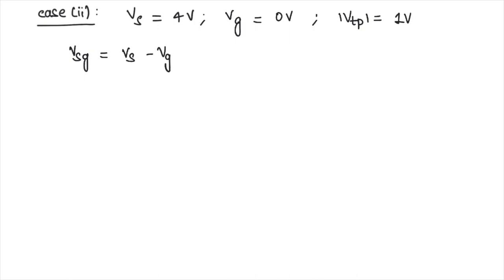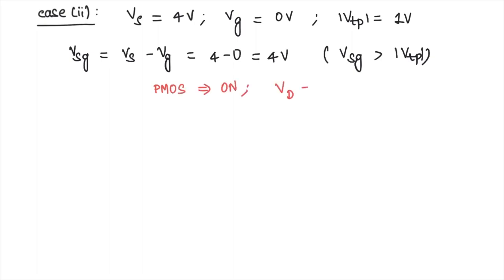Now let us consider the second case, wherein we are going to change only the VS, which is going to be 4 volt. VG is going to remain as 0 volt for PMOS to turn on, and mod VTP we are going to consider as 1 volt. Now the condition for PMOS to turn on, we are going to check in terms of VSG, VS minus VG, which is 4 minus 0. Again, it is going to be 4 volt. 4 volt is greater than mod VTP. Therefore, PMOS is in on state and passes the source voltage to the drain, which is 4 volt.